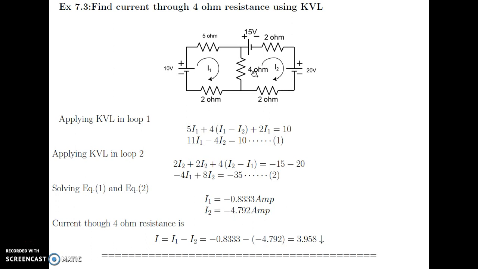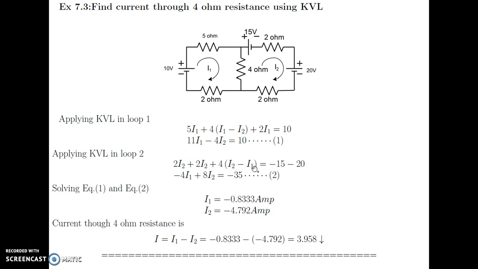Applying KVL in the second loop, let us start with this 2 ohm resistance. What is the current flowing through this? It is I2, so 2 I2 plus 2 I2 plus 4 I2, and I1 is in the opposite direction, so plus 4 (I2 minus I1) is equal to, as we are starting from the negative terminal and reaching the positive terminal, minus 15. Here also we start with the negative terminal and end with the positive terminal, so we take it as negative, that is minus 20. So minus 15 plus minus 20 will be minus 35.